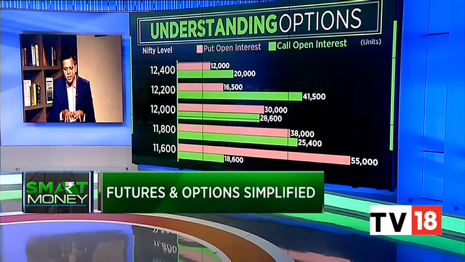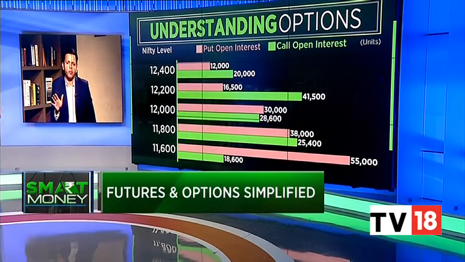Now look at this chart. Here you are seeing that at 11,600, the bottom bar, the maximum amount of put options are there. By the way, this data is hypothetical. It is not exact market data. Sure. It's just from an education perspective that this data has been put. 11,600 has the maximum number of put build-up. That is seen in this chart.